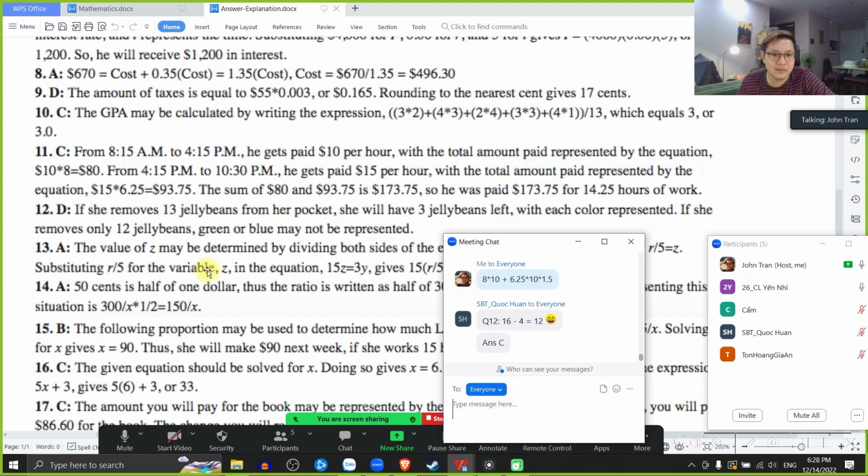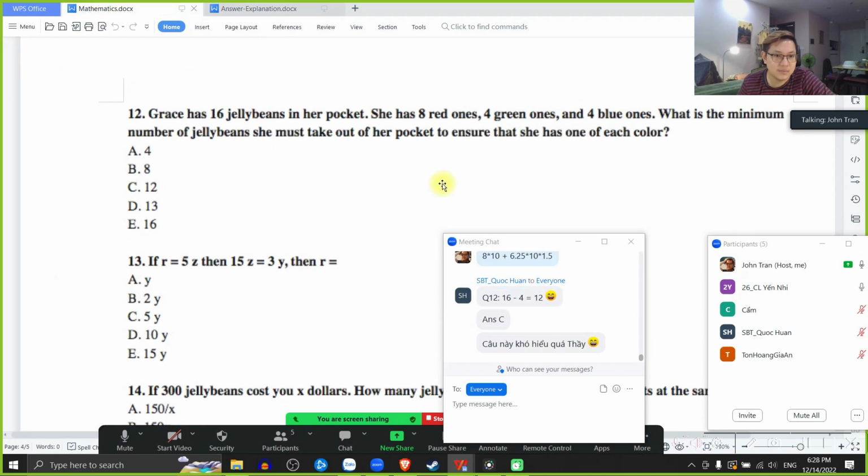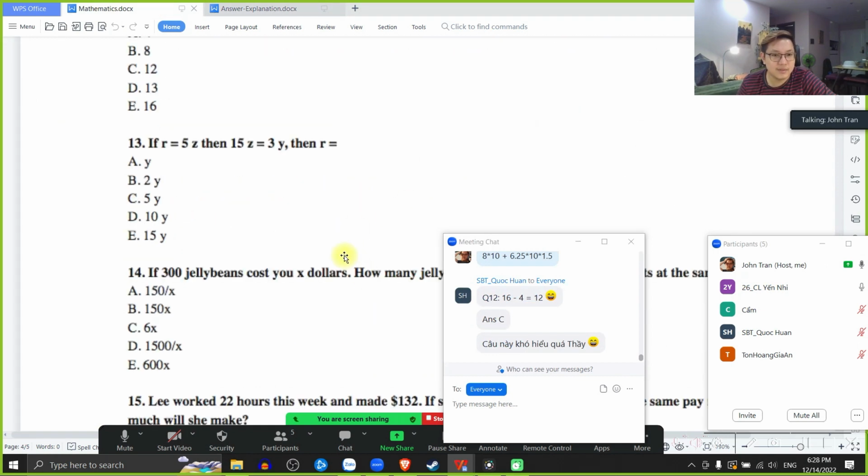Ok, thì nó sẽ loại được những cái trường hợp mà toàn green hoặc toàn blue. So basically you'll be able to eliminate the case when they're all 4 green or 4 blue left, right? So 13 is the right answer. Cái câu này là 13 mới đúng nha. Ok, let's try number 13 now. Câu này rất khó hiểu đó.